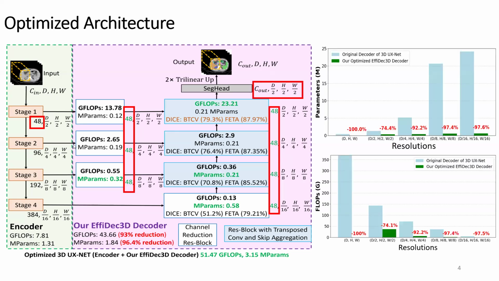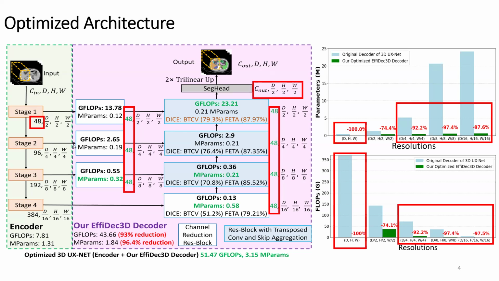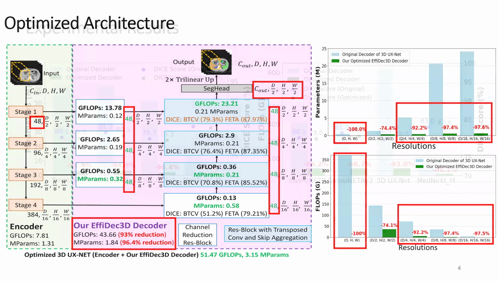If we see the bar plots at the right side, we can see that our optimization reduces the number of parameters and flops 100% at high resolution stages, while achieving more than 92% reduction also in low resolution stages except the half resolution stage. Consequently, our optimized EffiDec3D decoder achieves 93% reduction in flops and 96.4% reduction in parameters.